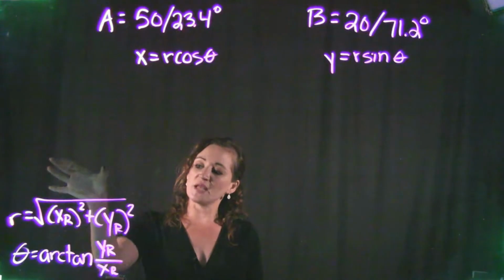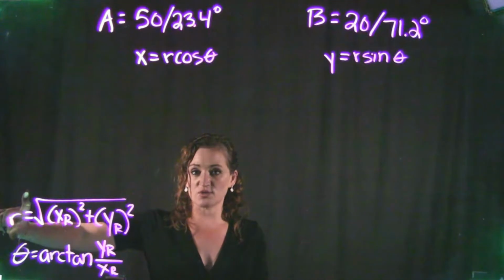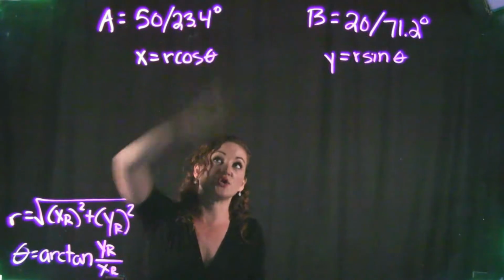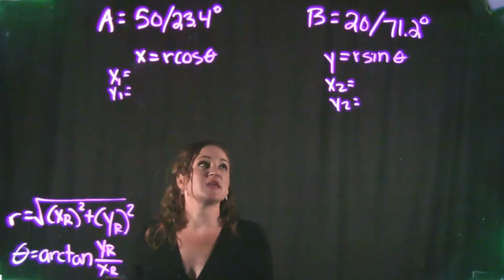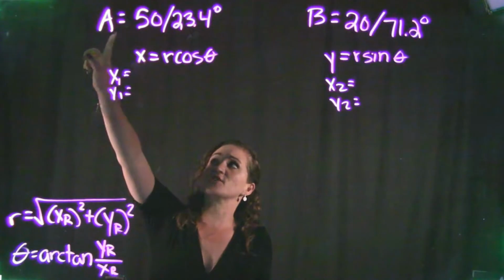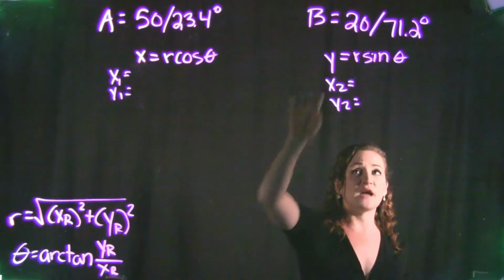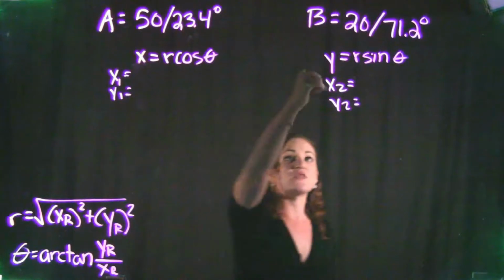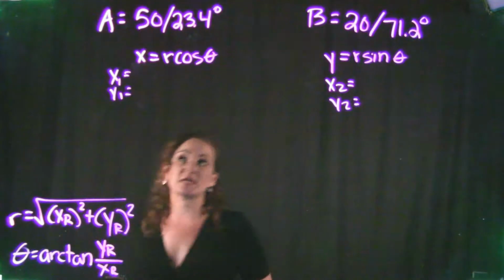And that's going to come from plugging it into these two formulas right over here. R represents the distance for the resultant vector, and theta is the angle, the direction in which it is going. So this is a four-step process. Step one is going to be to find the x and y components of these two vectors that we have. For vector A, we need to find the x and y component of it. For vector B, we also need to find the x and y component. So I typically just label them x1, y1, and then x2, y2. Otherwise, it's just a matter of plugging directly into the respective formulas.